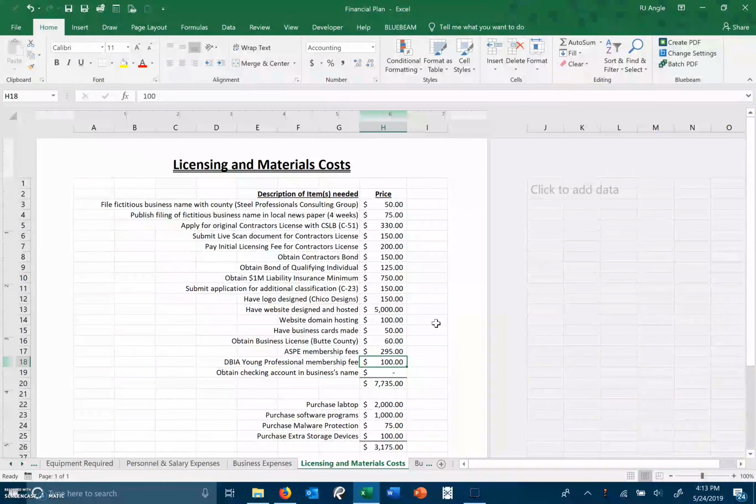To become a young professional member of the Design Build Institute of America is $100. And the older I get, the more expensive that gets, but I want to recognize that as well. That would be an important relative aspect to the business and service I'm trying to provide. And thankfully, to at least start the checking account in my business name doesn't cost anything, but I had funds in there anyways to start that.